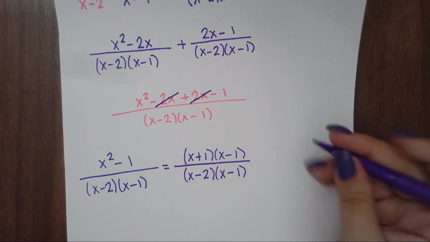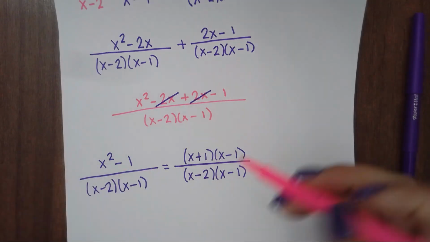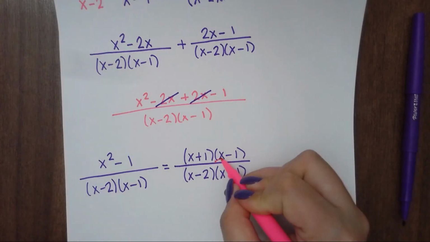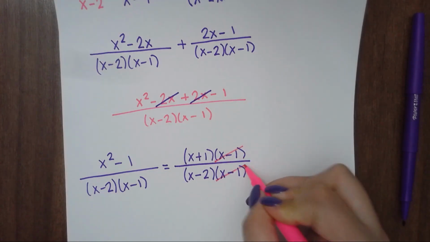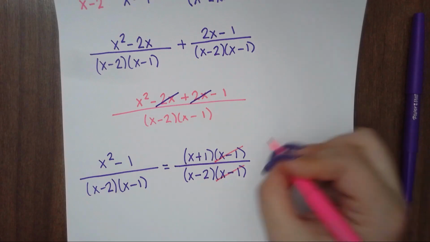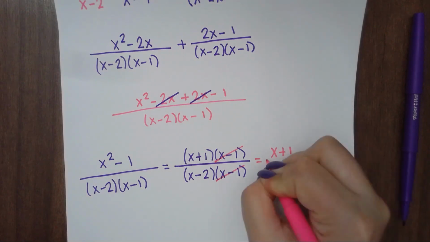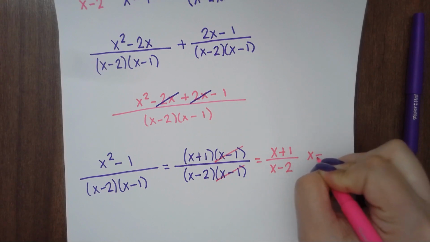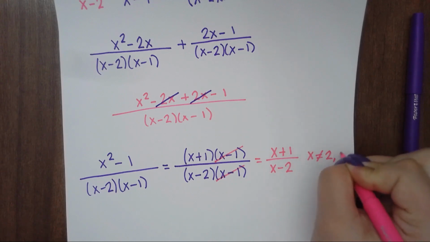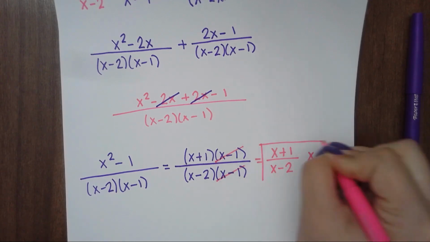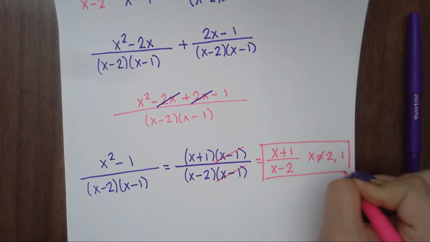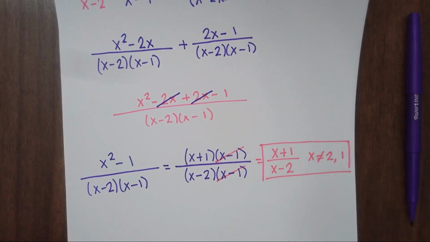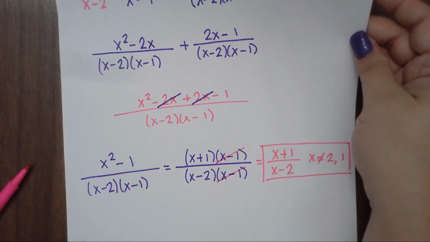And then when we reduce, what we have in common in the numerator and denominator would be the x minus 1s. So my final answer is x plus 1 over x minus 2, where x cannot equal 2 and 1. Okay, that would be our second example.